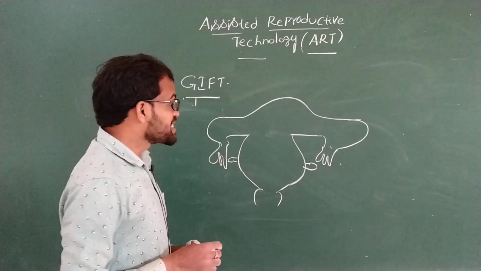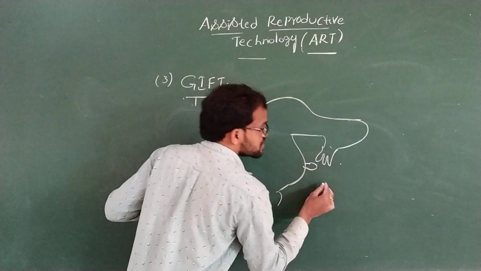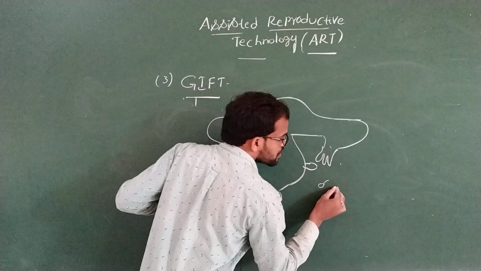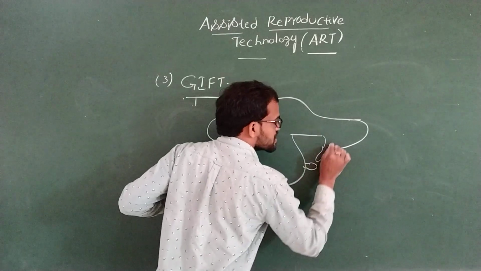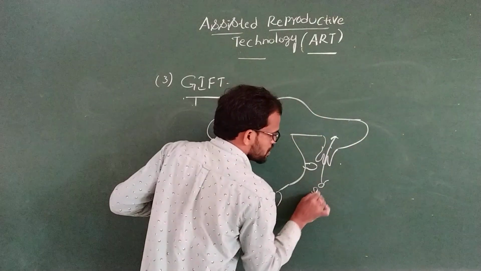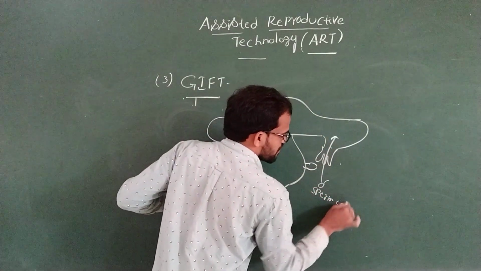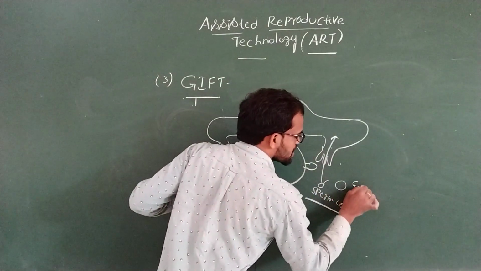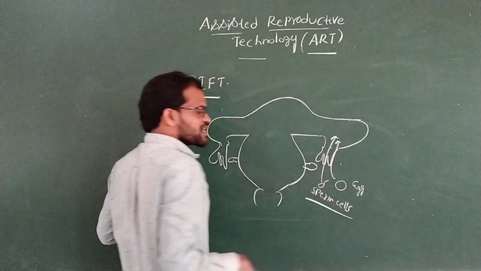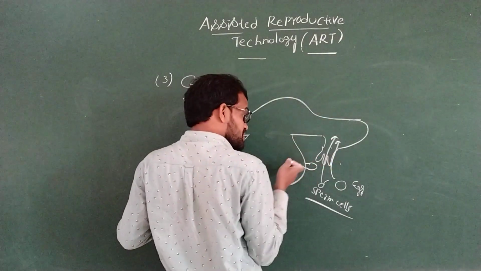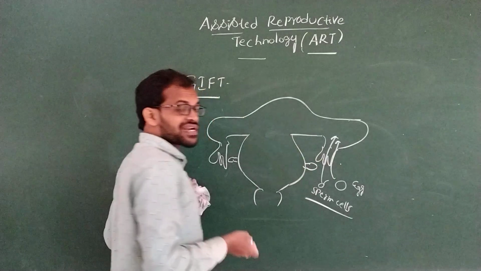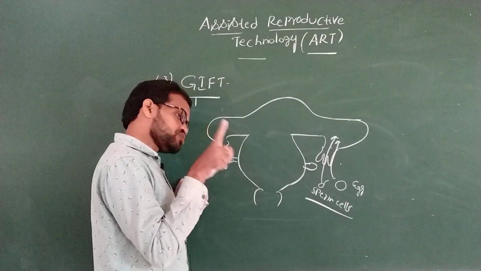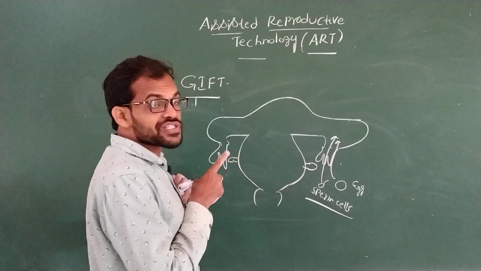For example, the gametes are collected from the donor. These gametes are either sperm cells or egg cells, and they are inserted into the fallopian tube. For example, if the female is infertile, the egg cells are collected from the donor and inserted into the fallopian tube, because this female does not produce egg cells. That is the problem.